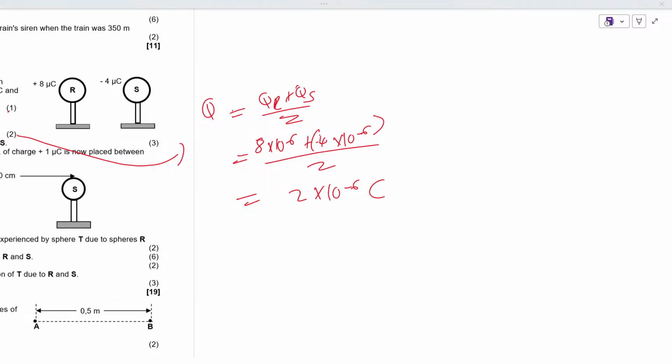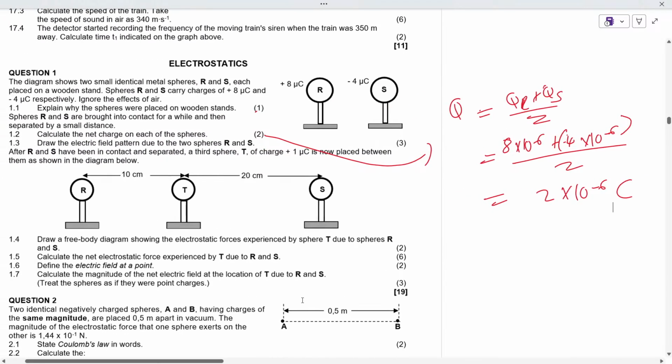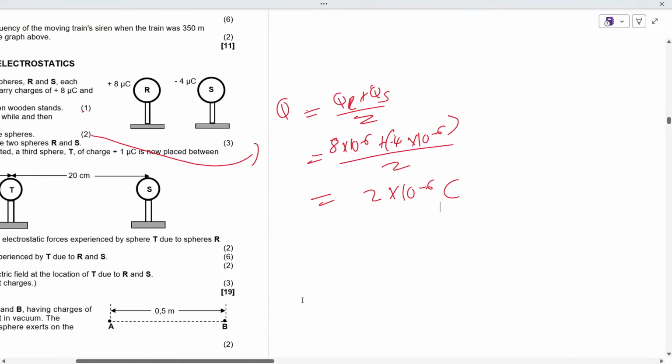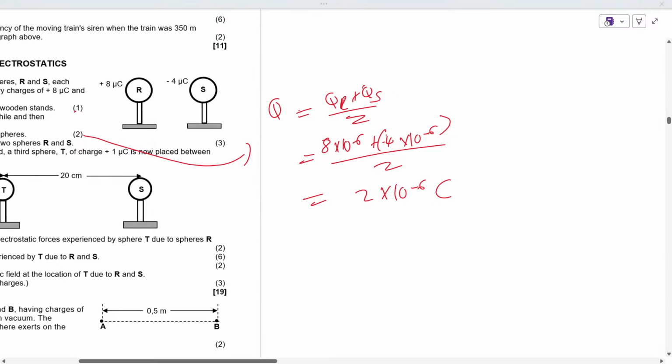So yeah, it's 2, it comes with its sign. So you must also note that in the exam it's going to come with its sign. So when I'm calculating, I can add the charges only, right? You say what?